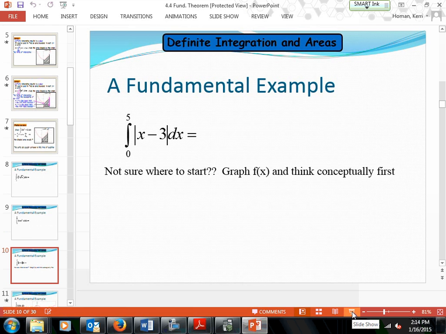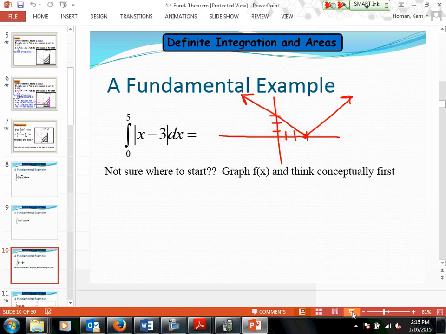My next one, the integral from 0 to 5 of the absolute value of x minus 3. Do we know how to take the antiderivative of an absolute value? No, we don't. Okay. Now, let's think about what this looks like. So the absolute value of x minus 3 looks like what? It's shifted to the right. Like this, right?